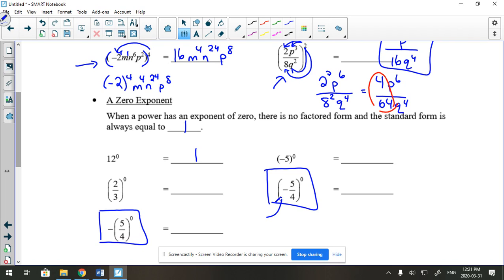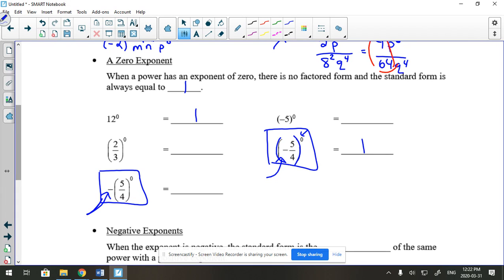Here, your negative is inside the brackets. Here, it is outside the brackets, and your answer will be different. If the negative is inside the brackets, it means it's under the influence of that 0 exponent as well, so that whole expression is going to equal 1. But here, that negative is outside the bracket, so only the part inside the brackets is equal to 1. So you're left with a negative 1 as your solution there. So be very careful about that.